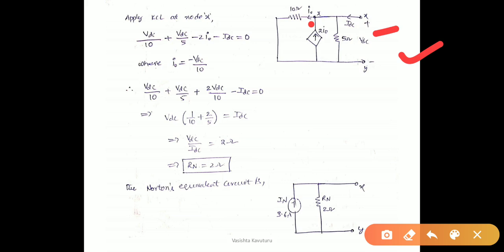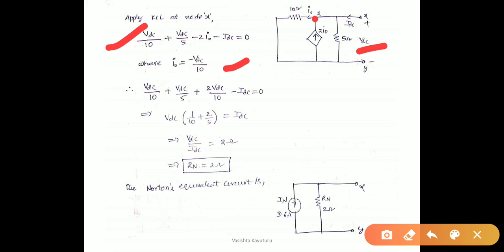If you apply KCL at this node, here the current I0 is flowing in the opposite direction from the given network. Therefore the I0 value is minus VOC by 10. Here the voltage at the node X is nothing but VOC. So the current I0 is given as minus VOC by 10. The minus is because the current is opposite from the given network, which is why we are putting the minus sign there. By applying KCL normally, we get this equation where the I0 value is minus VOC by 10.